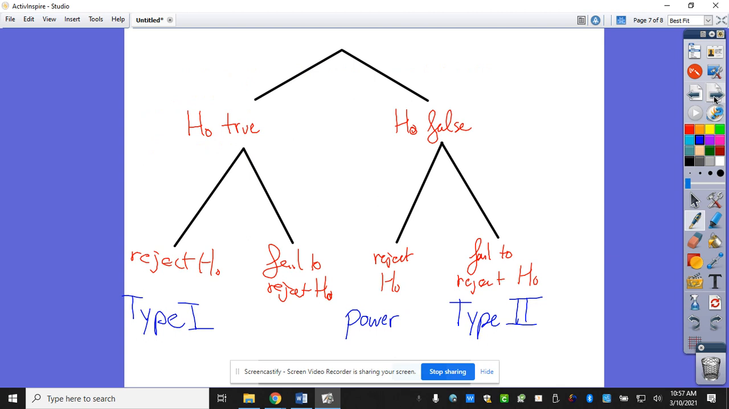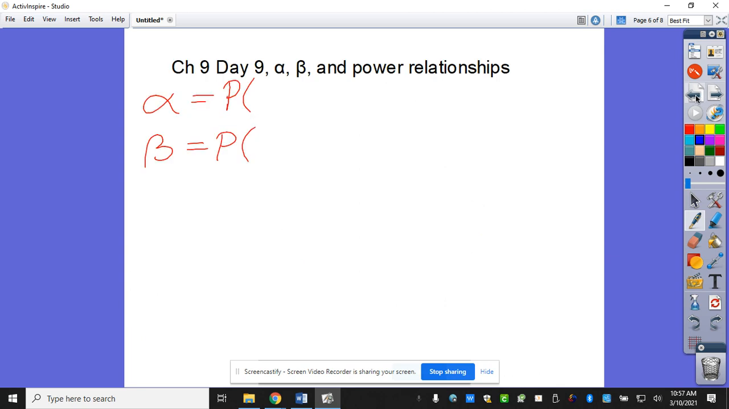Which one is alpha? Because alpha and beta, alpha comes first, type 1 comes first, beta comes second. So alpha is the probability of a type 1 error. Beta is the probability of a type 2 error. Power is the probability that the null hypothesis is false, no, wait, the null hypothesis is false and we correctly reject it.